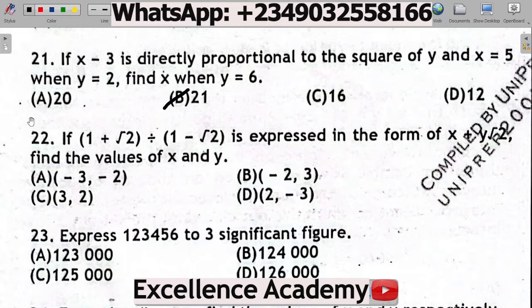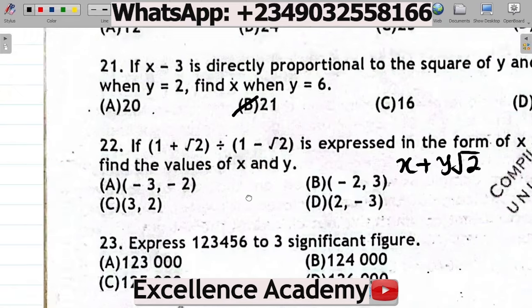All right, next up, question number 22. 22 says if (1 plus root 2) divided by (1 minus root 2) is expressed in the form x plus y root 2. All right, the given form here is x plus y root 2. You're asked to find the values of x and y. You have option A, option B, option C, and option D. So how do we solve this particular question?